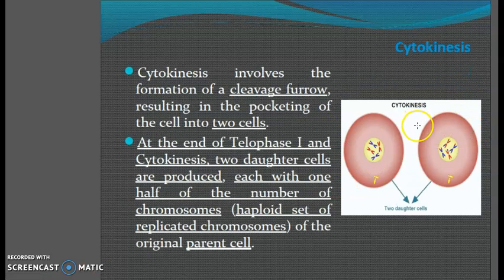And in cytokinesis, there is a formation of a cleavage furrow resulting in the pocketing of the cell into two different cells. At the end of telophase 1 and cytokinesis, two daughter cells are produced, each with 1/2 of the number of chromosomes. That is, a haploid set of replicated chromosomes of the original parent cell.